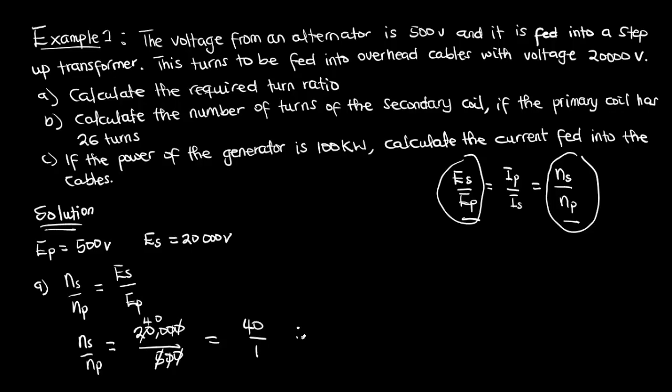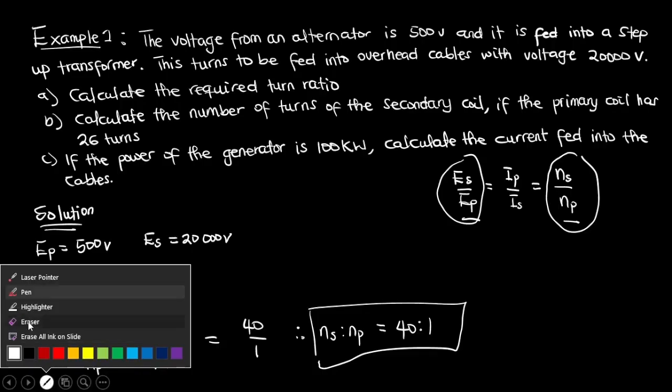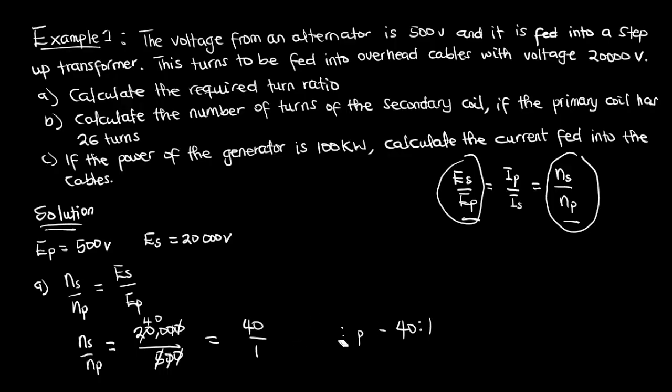Therefore, our turn ratio, or the number of turns in the secondary to the number of turns in the primary, is equal to 40 is to 1. So this becomes our answer, this becomes our turn ratio, 40 is to 1. Okay, so let's look at B. B is saying we have to calculate the number of turns of the secondary coil if the primary coil has 26 turns. Let me find a space here to squeeze it in. Before that, let me get some small space. So let me erase this.